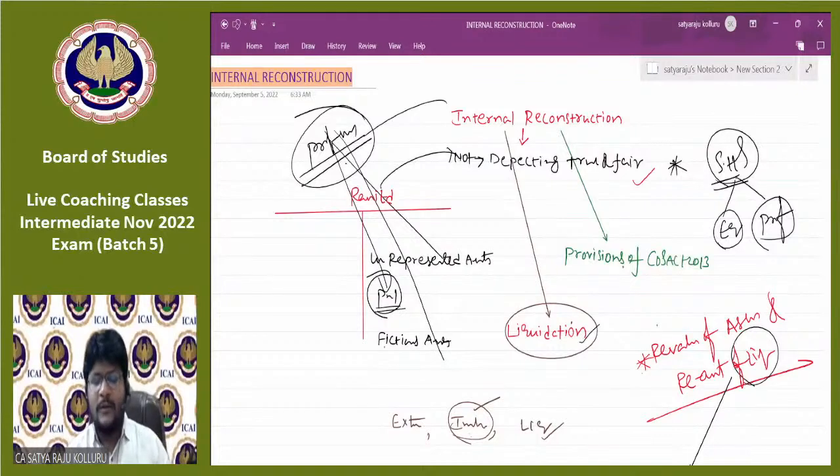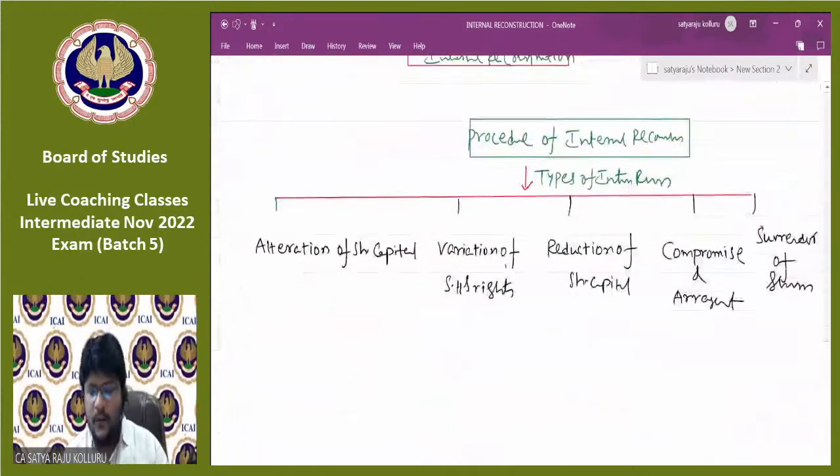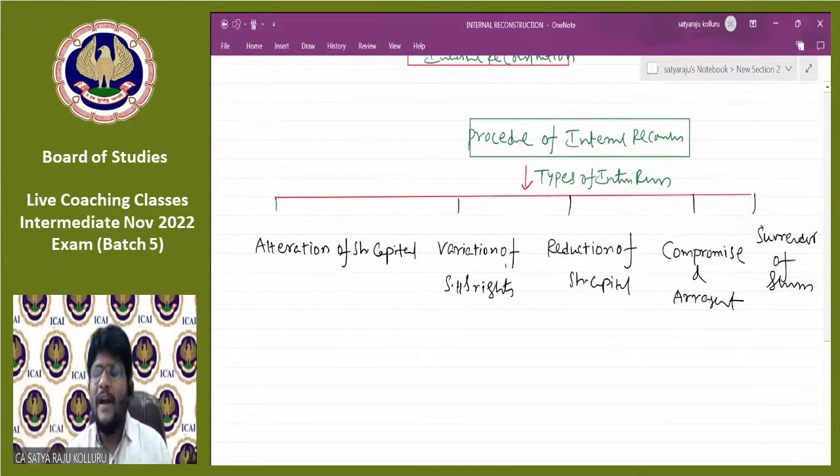Now, such process of internal reconstruction is going to occur in these 5 different ways. As per your syllabus, certain other ways are also possible. Okay. So out of which the first and foremost mode was alteration of share capital. Alteration of share capital is actually discussed in which section of Companies Act 2013, sir? Section 61, if I'm not wrong.